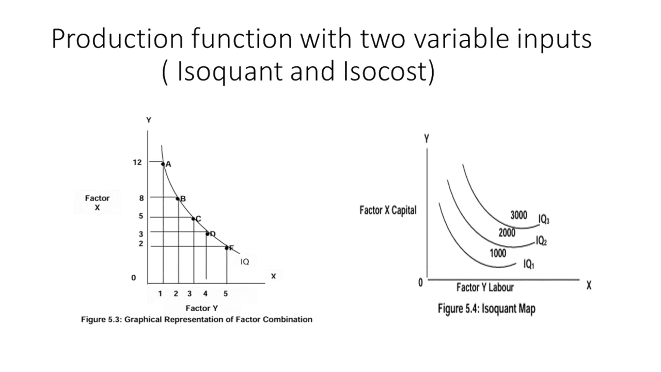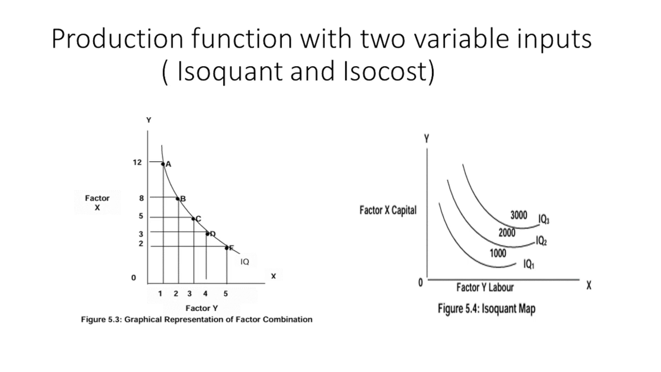On the right hand side, we can see factor Y is labor and factor X is capital. It can be machinery, land, or something else. But we can see the different isoquant curves with different levels of output. One is IQ1 isoquant curve with 1,000 output, then an isoquant curve with 2,000, and an isoquant curve with 3,000. These are the variable levels of output. For each level of output, there are different combinations of factor inputs.